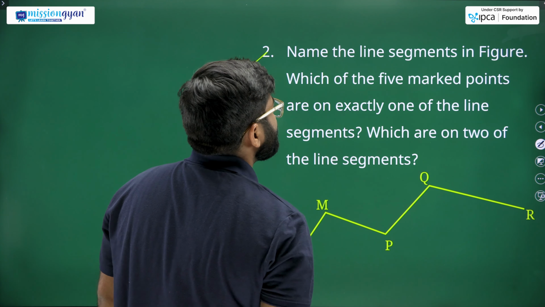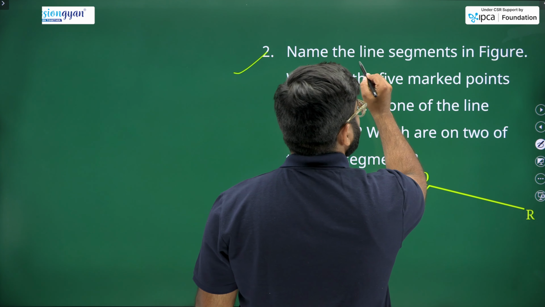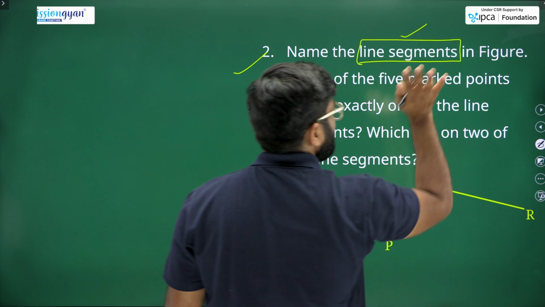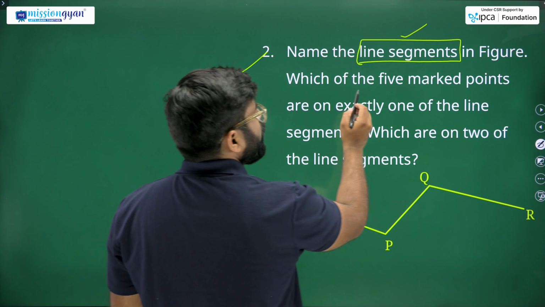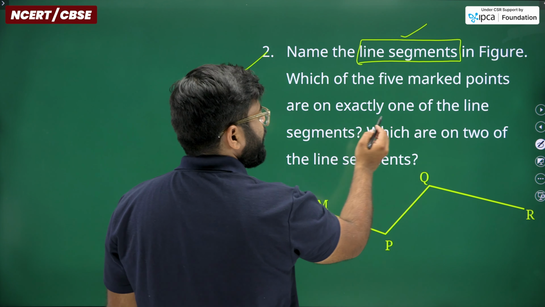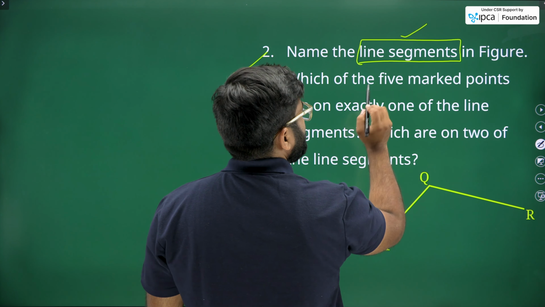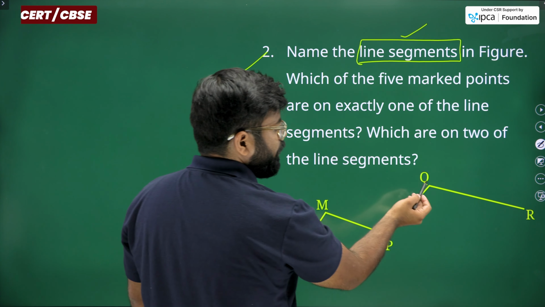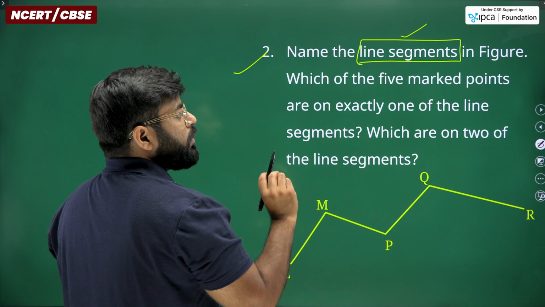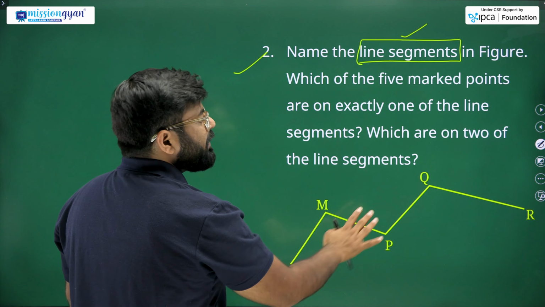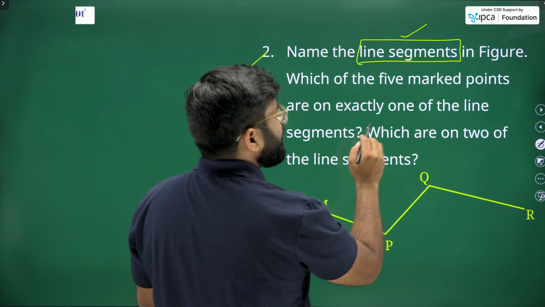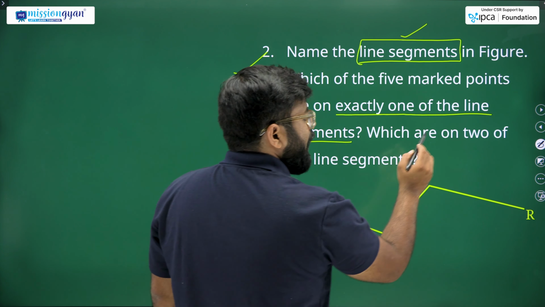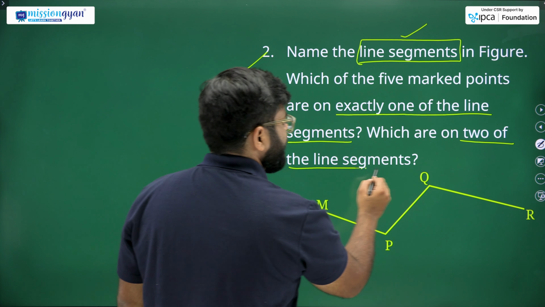Second question is saying, name the line segments in the figure. In the first part, you have to name the line segment. Now, which of the 5 marked points are on exactly one line? So they are asking, we do have 5 points: L, M, P, Q, R. Basically, the question is asking, out of these 5 points, how many points are exactly on one line segment and how many of them are on 2 line segments.